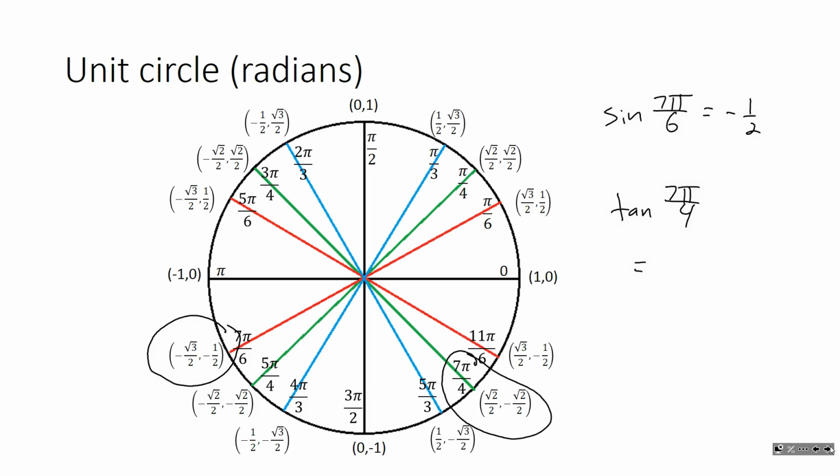We know that it should be y over x, and that would just equal -1. They're not identical, but they're opposites of one another.